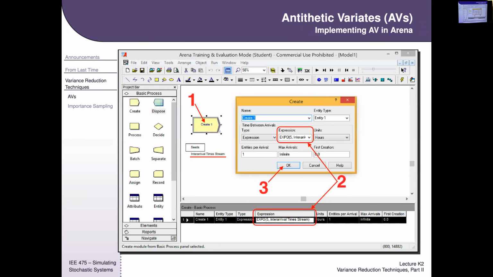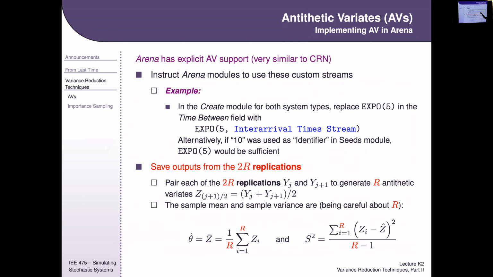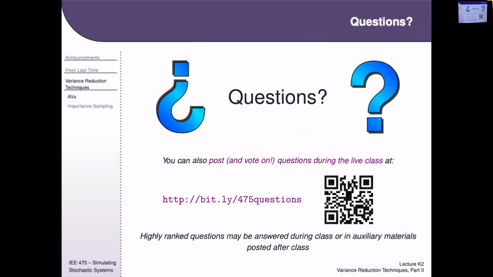And this is just echoing that if you used an interarrival stream other than 10, you can put that into the expo as the second argument. Then for the outputs of your replications, you create these averages, and then you can do your one sample analysis. So, questions about antithetic variates, or AVs as we call them? It's kind of like common random numbers, but for absolute performance instead of relative performance.